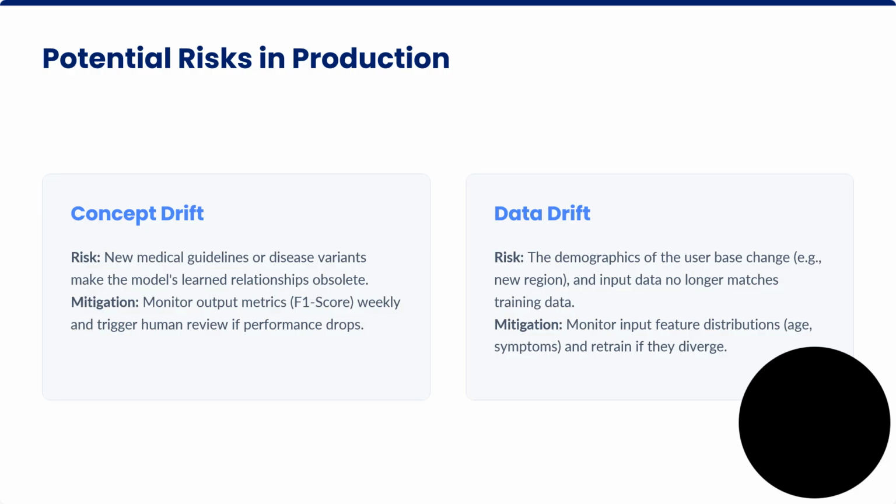We would mitigate this by monitoring our output metrics weekly, triggering immediate human review and potential retraining if performance drops significantly. Data drift occurs if the demographics of our user base change. So a new geographic region, for example. We will mitigate this by continuously monitoring the input feature distributions like age and reported symptom frequency, and then triggering retraining on a newly representative data set if required.